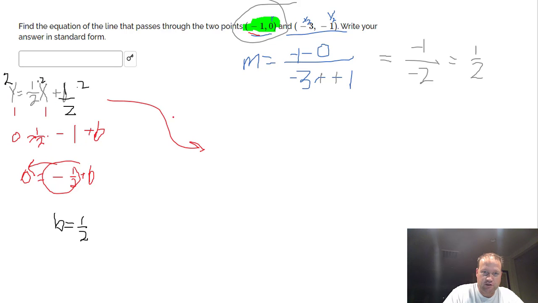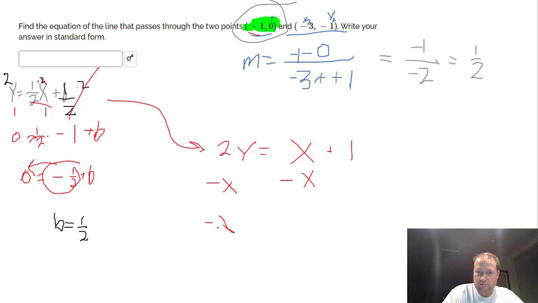I multiplied everything by 2, so on the left side I have 2y. On the right side, I just get rid of 2 fractions. So the 2's go away. I have x and plus 1. So that's all I have. And you're one step away. All I got to do is get x on the other side and I'm done. So if I take away the x, I'm done. I have a negative x plus 2y equals 1.